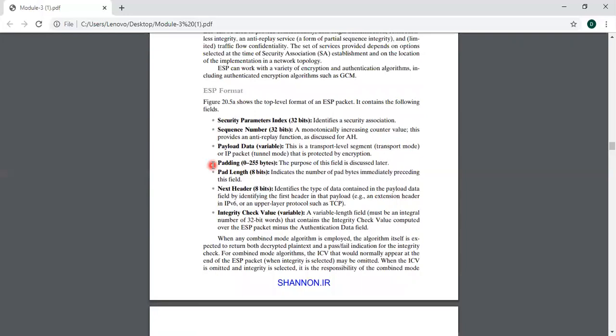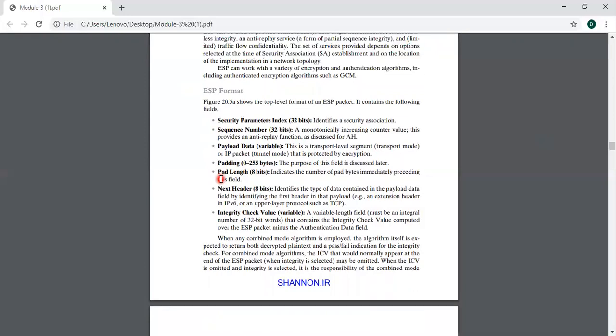Next one is padding. It is of 0 to 255 bytes. Padding means an unused portion of a data structure. Typically padding is done at the end of the structure. Next is pad length. It indicates the number of pad bytes immediately coming before this field.